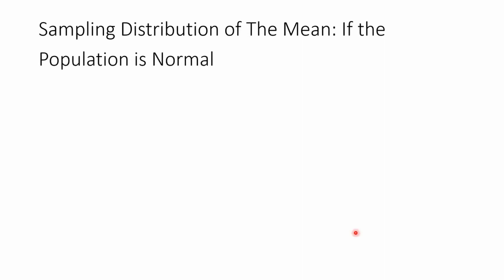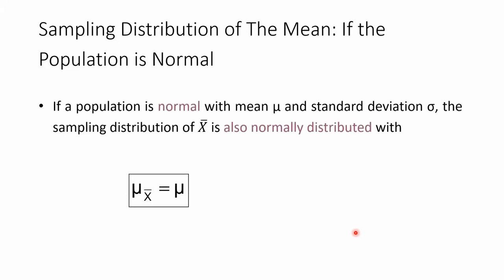Now, up to now we were not talking about the distribution of the population. In the previous example, of course, the population was uniform. But if your population is normal, how would this change? Well, if your population is normal, the mean of the sample means would be equal to your population mean. That is an important observation.